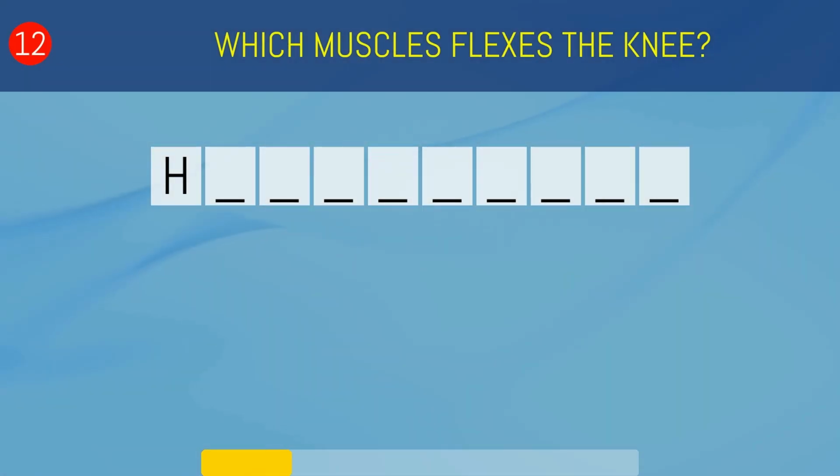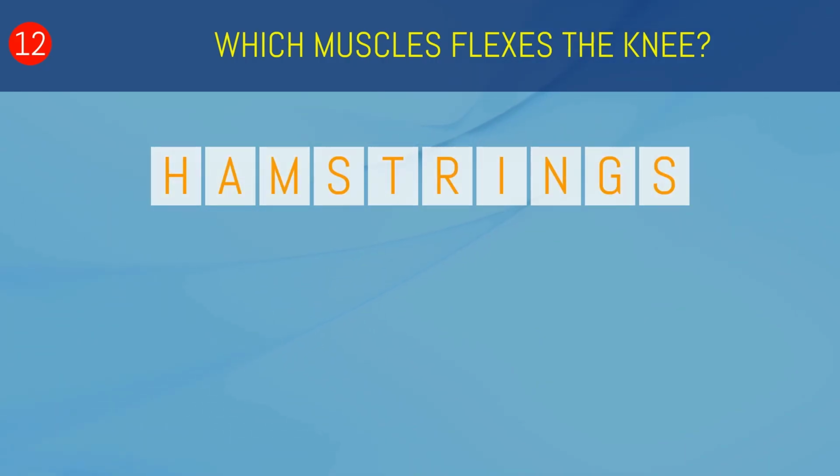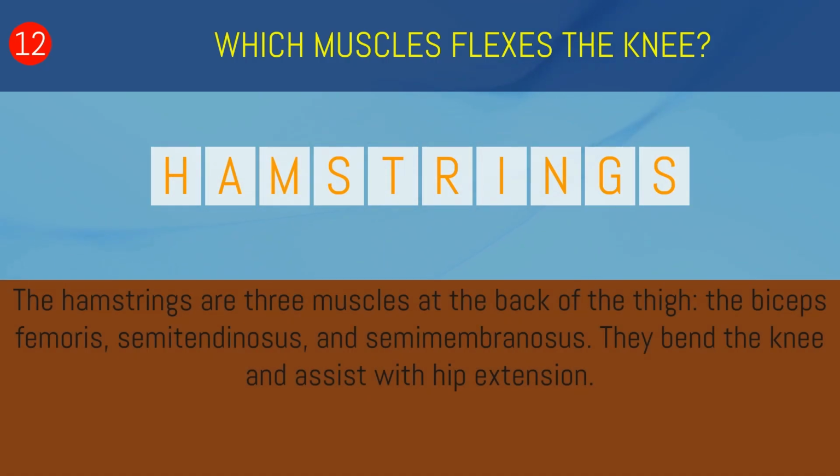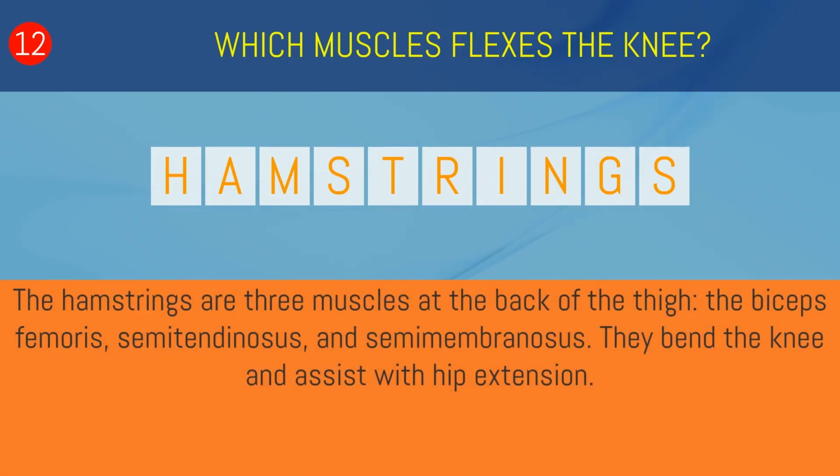Which muscles flex the knee? Hamstrings. The hamstrings are 3 muscles at the back of the thigh: the biceps femoris, semitendinosus, and semimembranosus. They bend the knee and assist with hip extension.